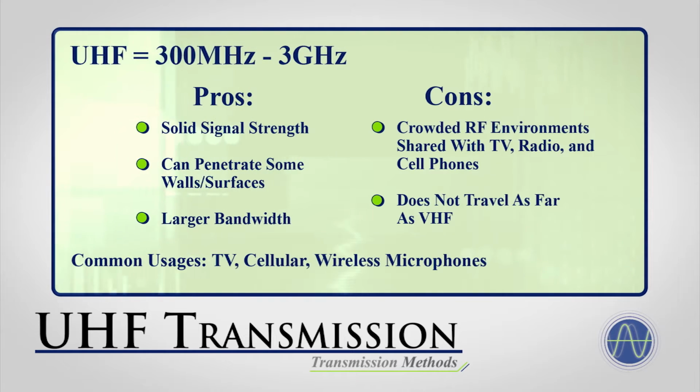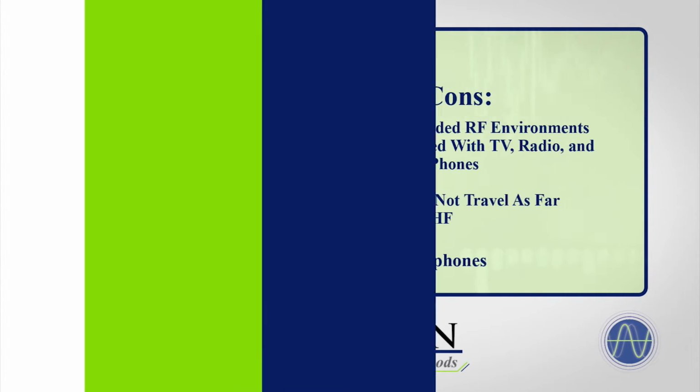Radio waves in the UHF band travel almost entirely by line-of-sight propagation and ground reflection. While it is true that UHF radio waves can penetrate some solid surfaces, it is always best to maintain constant line of sight between transmitters and receivers in order to prevent signal loss.